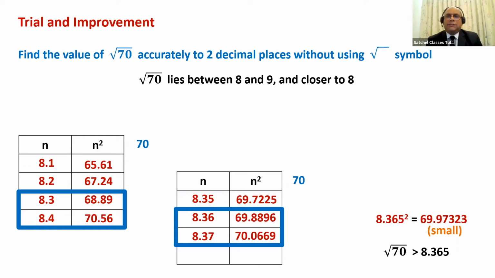So your final answer will then be 8.37. Correct? So this is how you do trial and improvement to get answers to questions which you cannot solve using normal methods. Right? Let's take one final example.